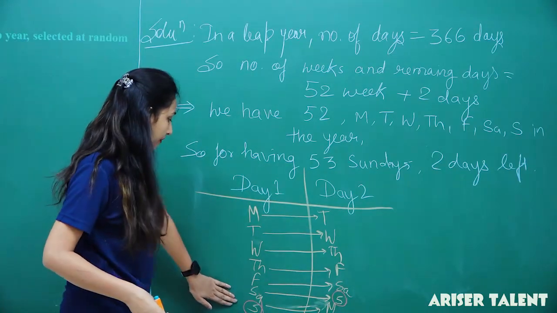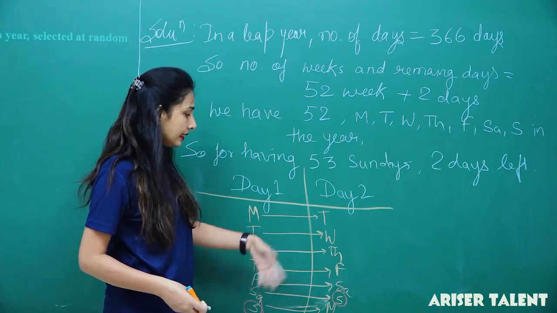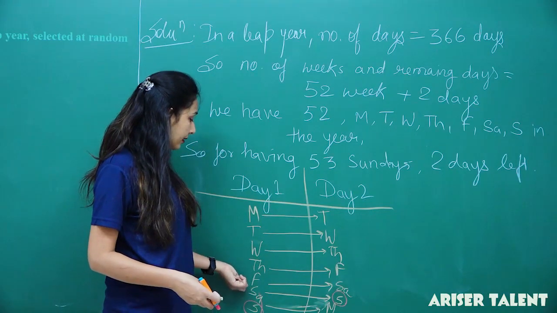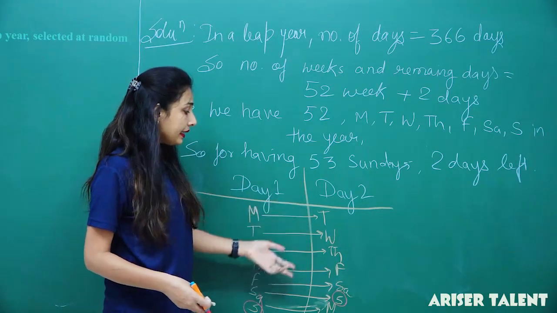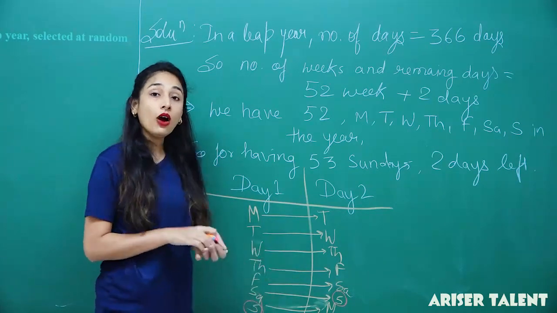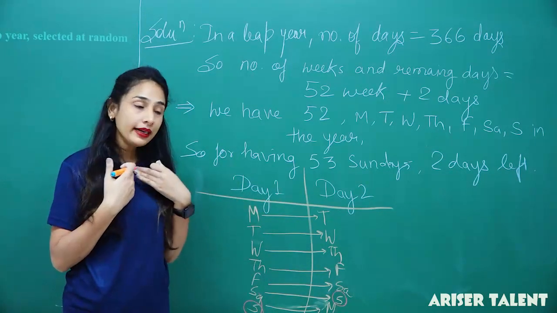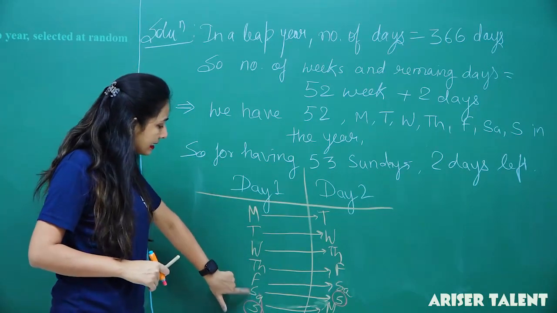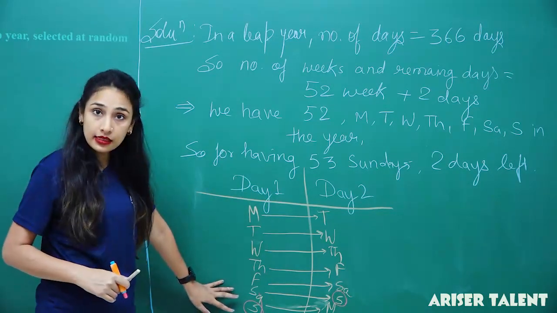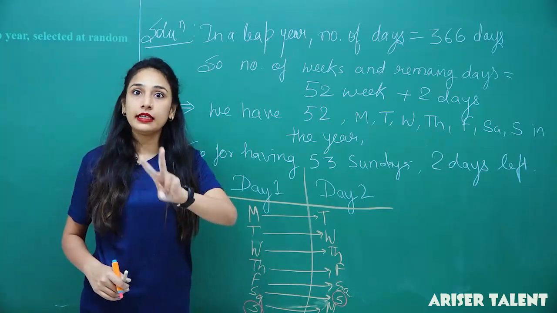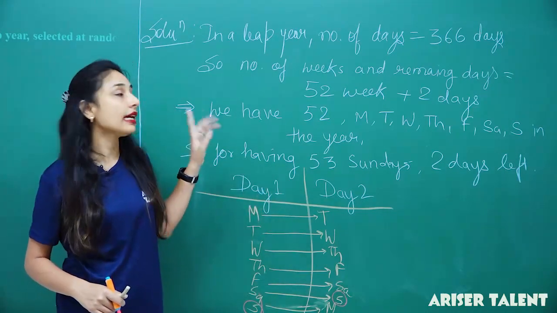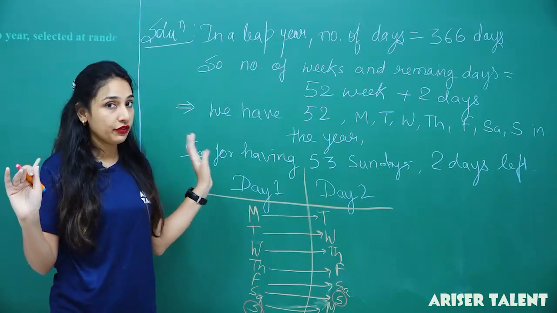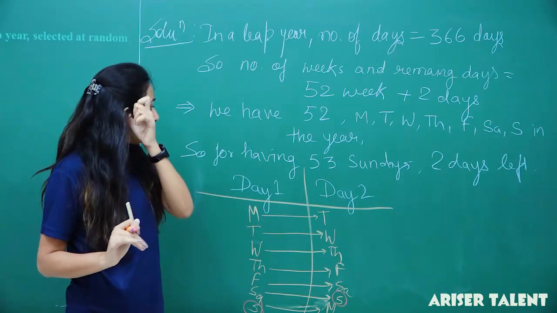So students, I am getting these 2 situations of Sunday. This is the one where I am getting day 1 as Sunday and day 2 as Monday. And the second one is when I am getting day 1 as Saturday and day 2 as Sunday. Now in either case, my wish is fulfilled. In these 7 cases, I am getting 2 cases in which I get a Sunday as one of the 2 remaining days. So 53 Sundays.